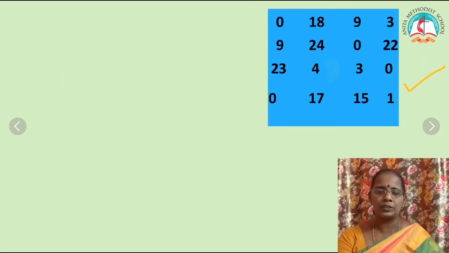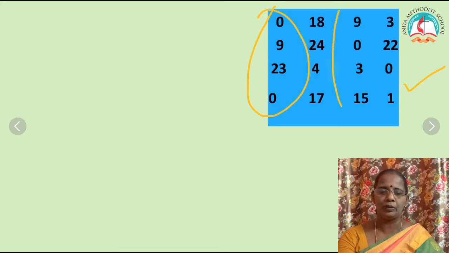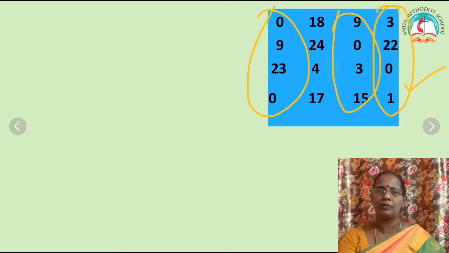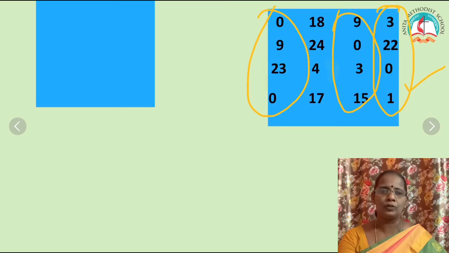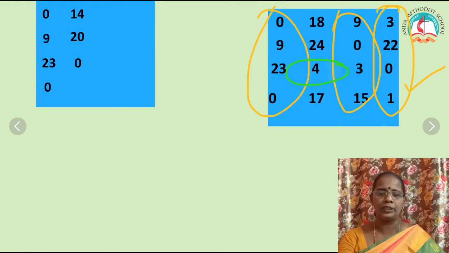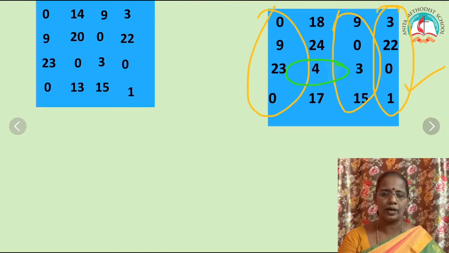So the first column is 0, 9, 23. Similarly the third column and fourth column are written as they are. The second column is 0, 9, 23, 0, 18, 24, 4, 17. Here 4 is the smallest, therefore 18 minus 4 is 14, 24 minus 4 is 20, 4 minus 4 is 0, 17 minus 4 is 13. Third column as it is: 9, 0, 3, 15, and the fourth column is 3, 22, 0 and 1.